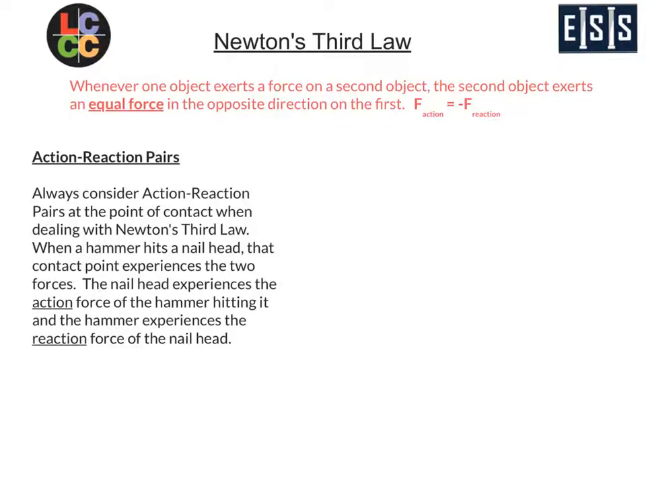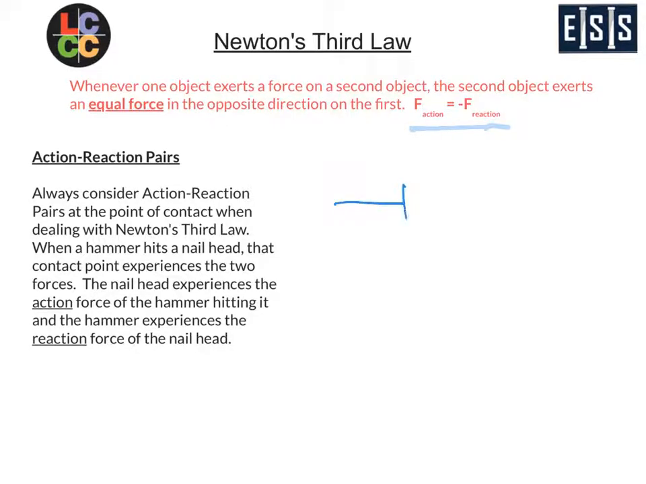This video will review Newton's third law. That law states that whenever one object exerts a force on a second object, the second object exerts an equal force in the opposite direction of the first. And that's represented by this equation. If you have a force of action, then there's an equal and opposite force of reaction at that point of contact also. So the first thing to keep track of when you're dealing with Newton's third law is that there are action and reaction pairs.